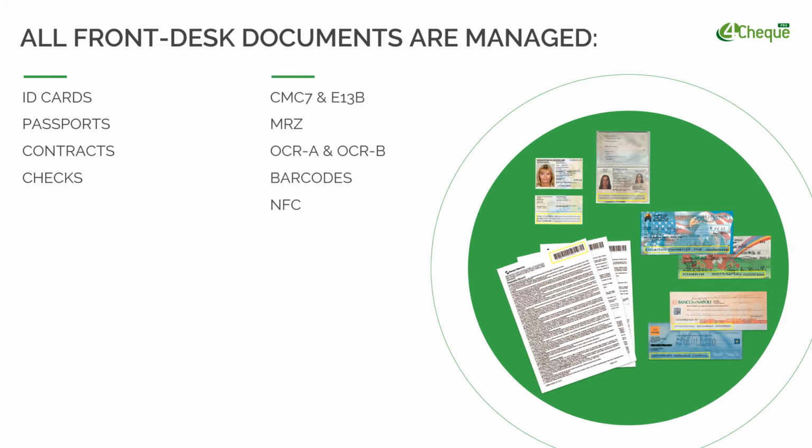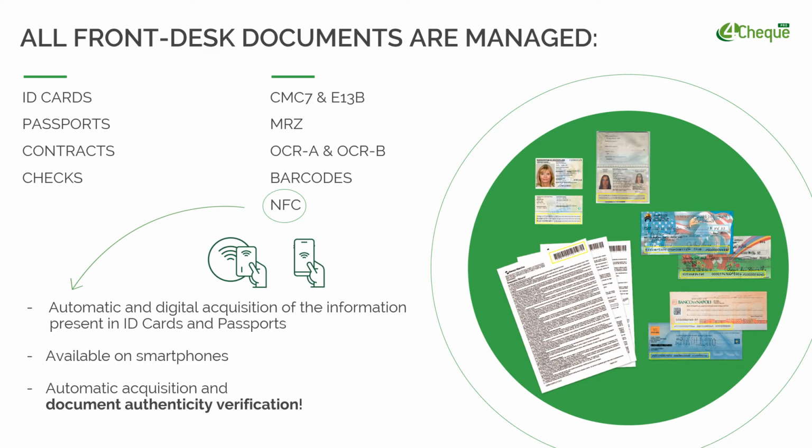In other words, 4Cheque Pro allows the optimal acquisition of CMC7 and E13B fonts that are used in Latin and foreign checks, or MRZ or machine readable zone, present in identity documents and passports, OCR-A and OCR-B, and all types of barcodes. In addition, NFC, near field communication, or radio frequency data reading is available.